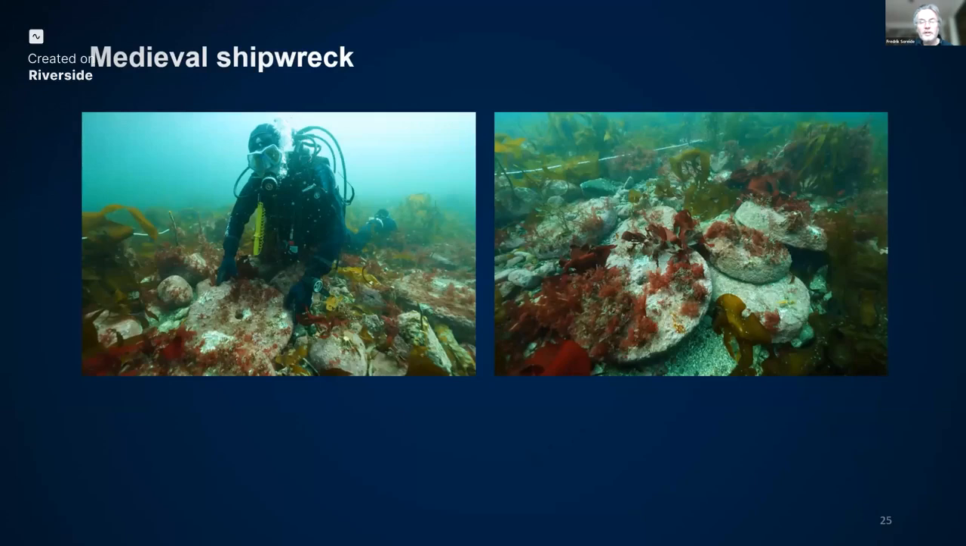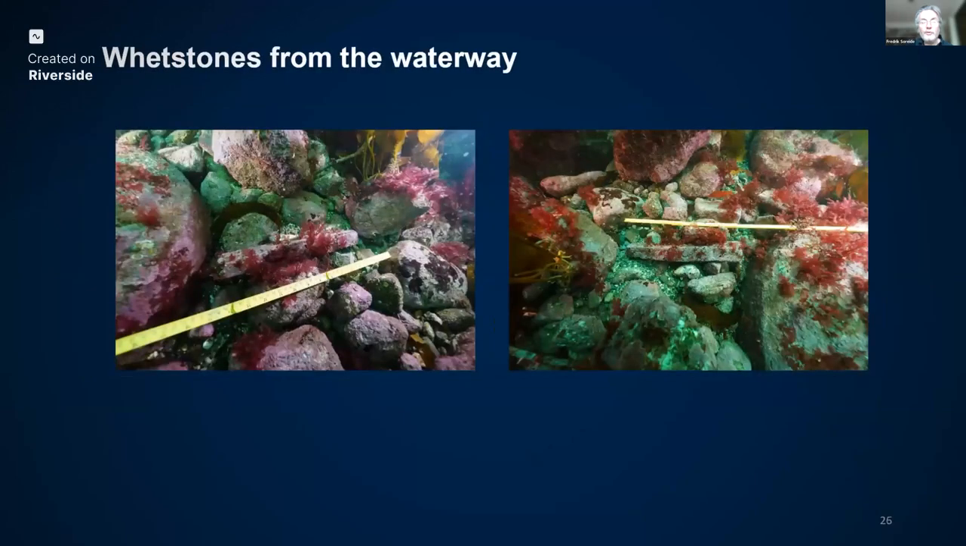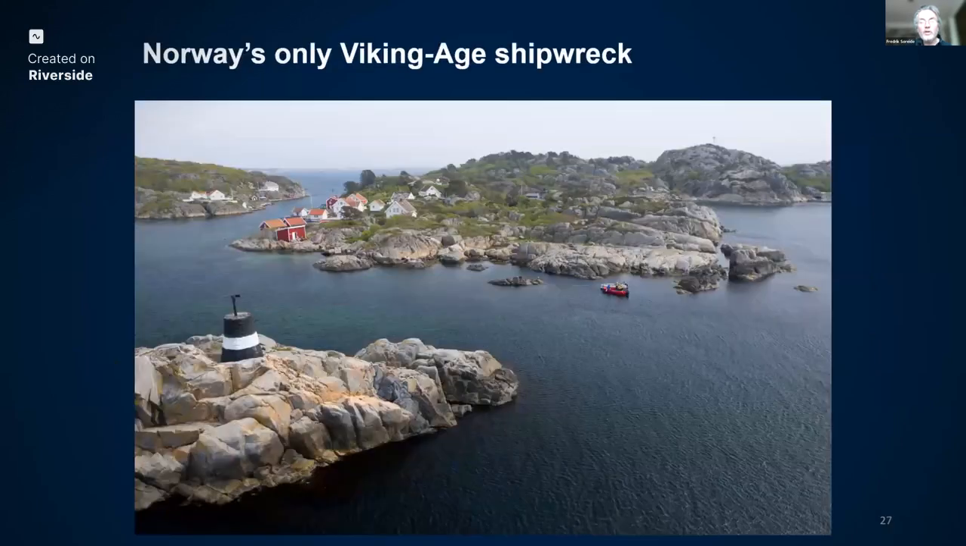We don't really know exactly because we do not have any organic material. So this one is also loaded with whetstones from the waterway. As you can see, the whetstones there. So what we found out is that all of the wood, everything is gone. So these stones, whetstones, grinding stones, are really an indicator of really, really old shipwrecks. And it's really the only thing that is left on the seafloor when you look for these things.